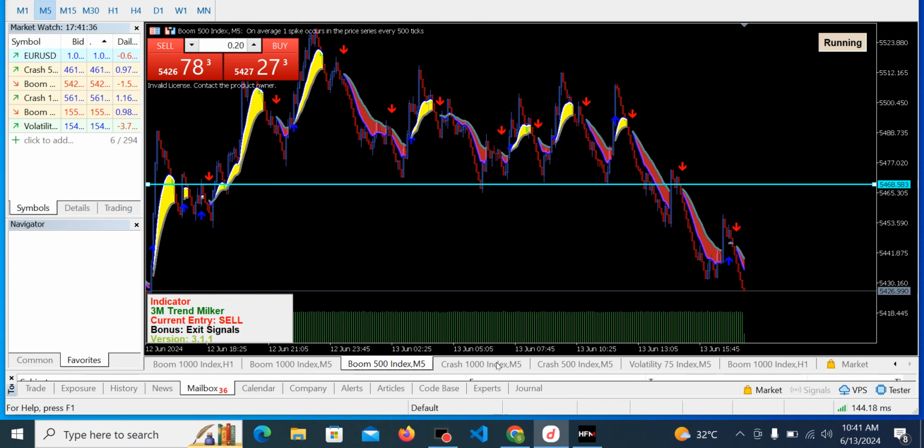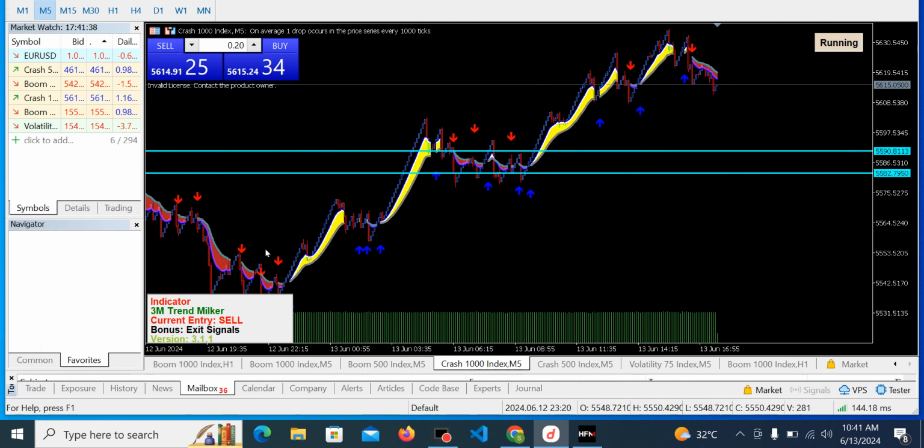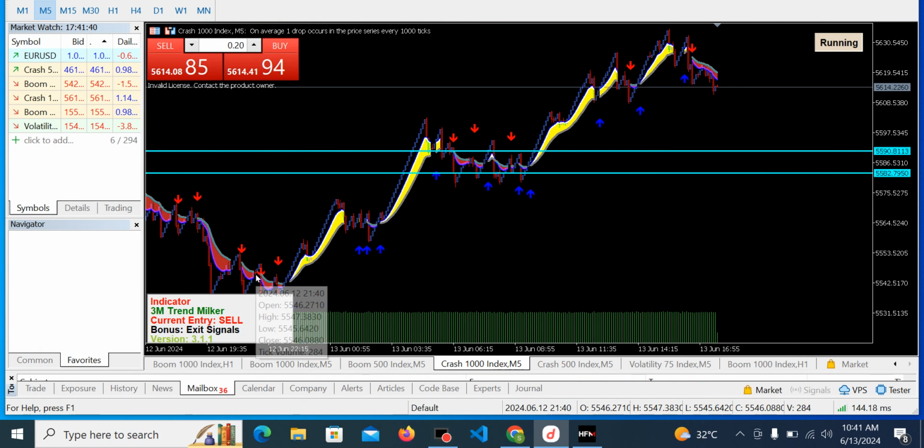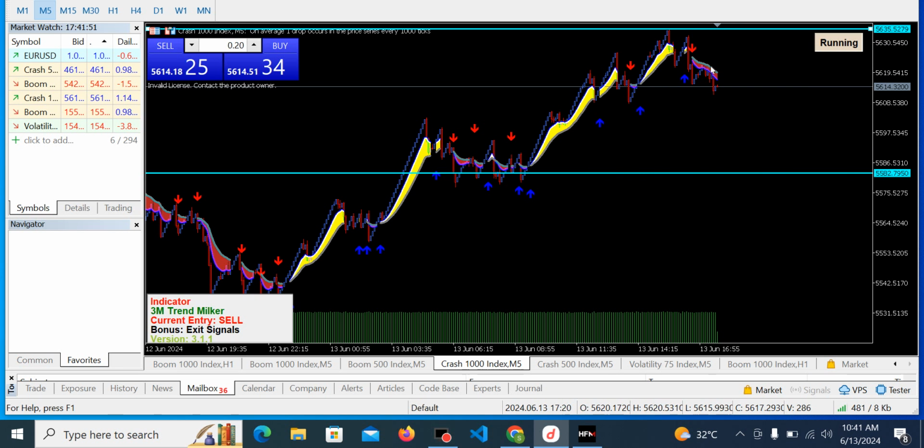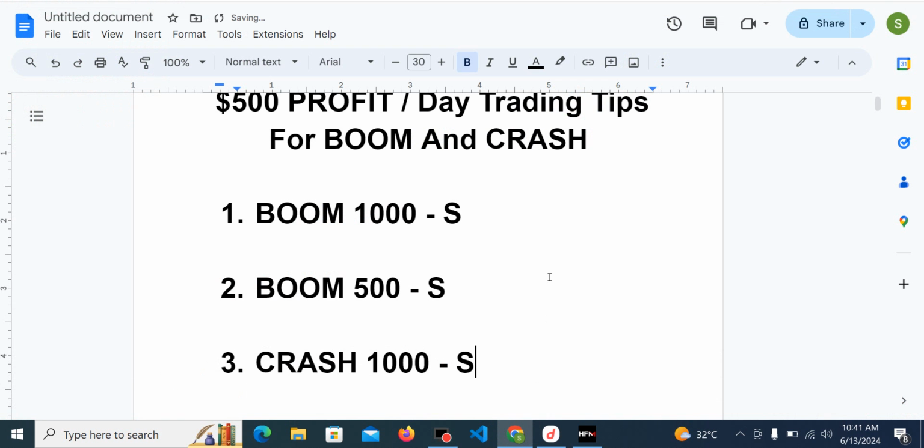Next asset is going to be Crash 1000. This is Crash 1000. It started an uptrend right from the support zone, gave us a buy signal, and it kept on buying till it got to this resistance zone. It was unable to break out from there, so it started a downtrend right from there, and it is still very new, so this is going to be giving us more of a selling opportunity than a buying opportunity.